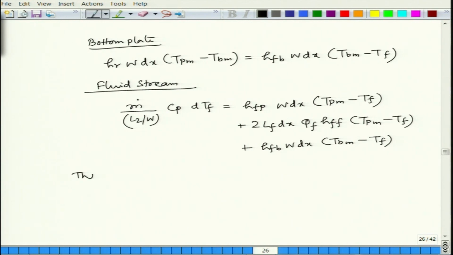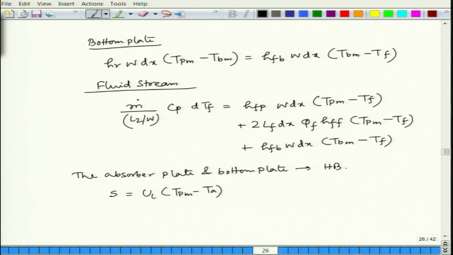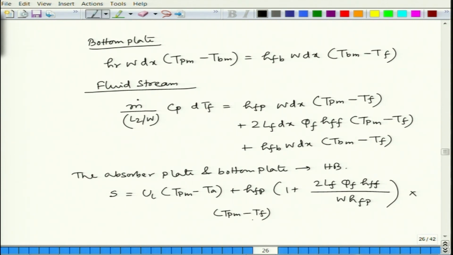Now, if you put the absorber plate and bottom plate heat balances together, what do you get? S equal to U_L (T_PM minus T_A) plus h_FP [1 plus 2 L_F phi_f h_FF divided by (W h_FP)], and this whole thing multiplied by (T_PM minus T_F), and another term will be there, which is for the bottom plate.